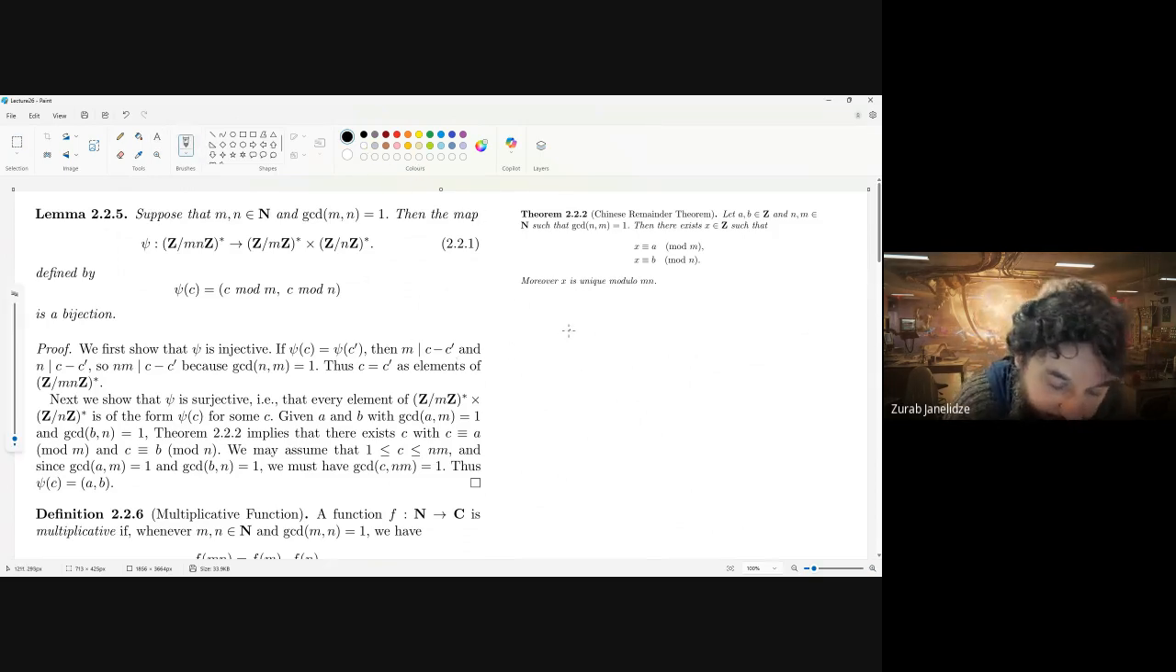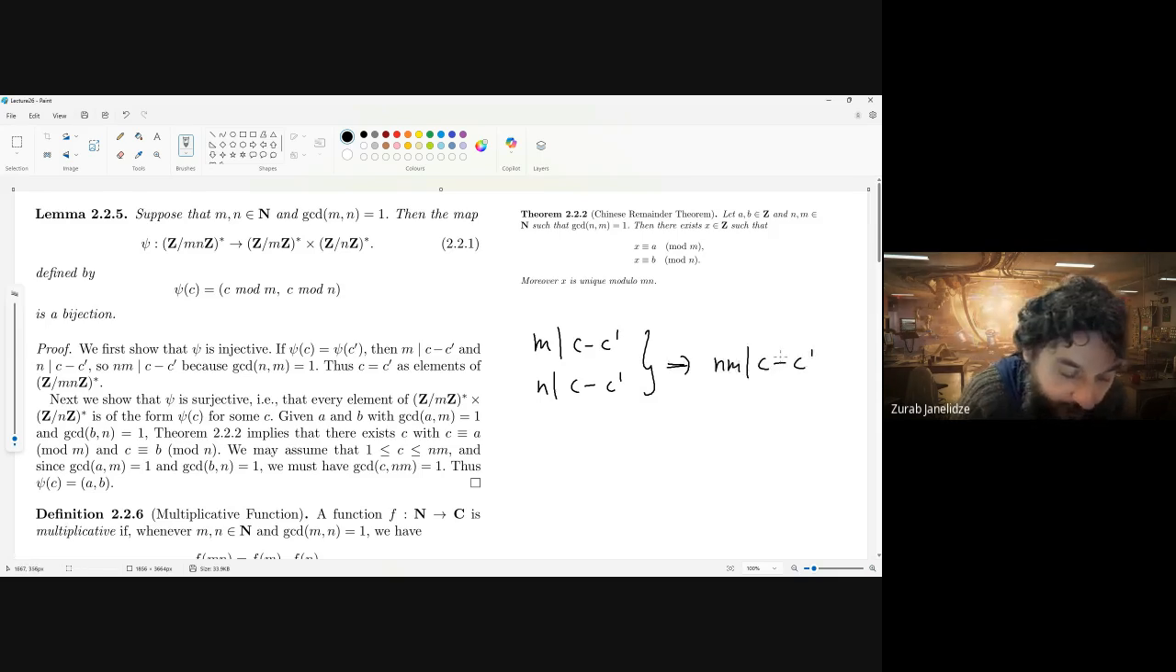In fact, we've seen something like this before already. So let me write this out first. Because M divides C minus C prime, and because N divides C minus C prime, the claim is that from this it follows that N times M will divide C minus C prime. That heavily relies on the fact that the GCD of N and M is 1.